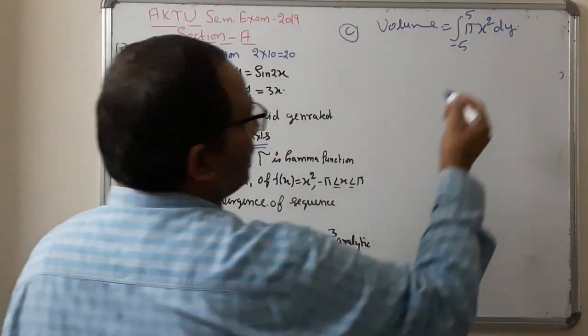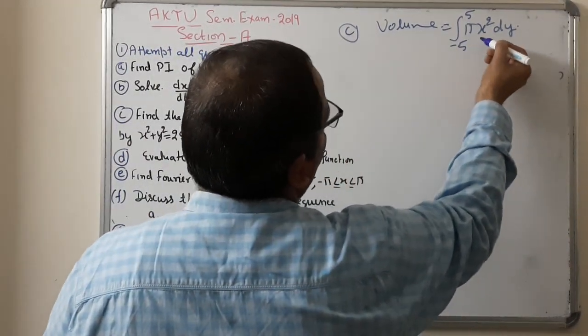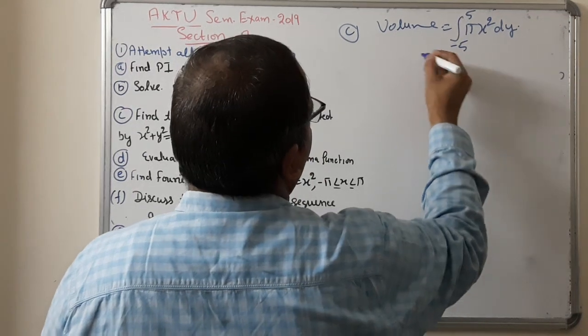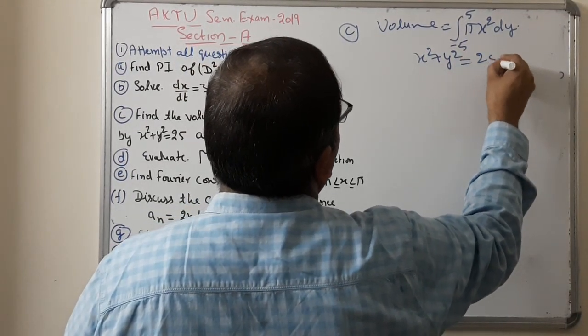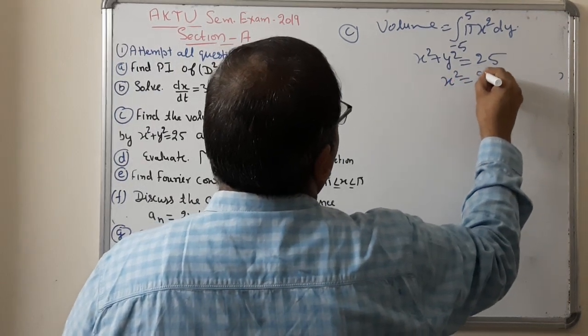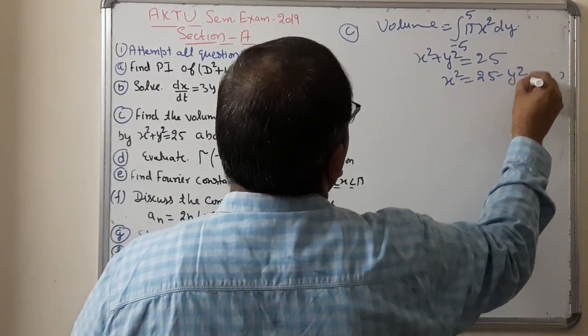Put the value of x square. Given x square plus y square equal to 25, you can write x square equal to 25 minus y square.